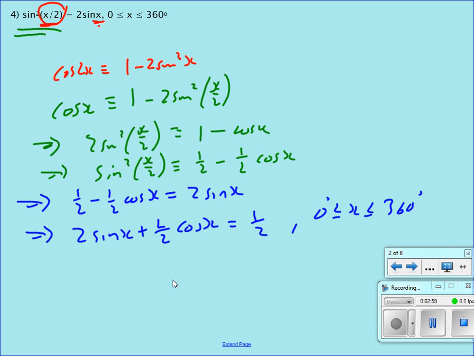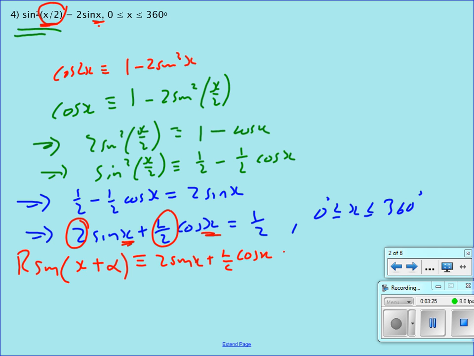And look at what we've got this time. I've got theta is the same, I've got a mix of cos and sine, and I've got constants next to my sine and cos. So let's see, we need to use the R method, don't we? R sine x plus alpha is the addition formula we need, the R method. And this is going to be the same as 2 sine x plus a half cos x, which equals a half.